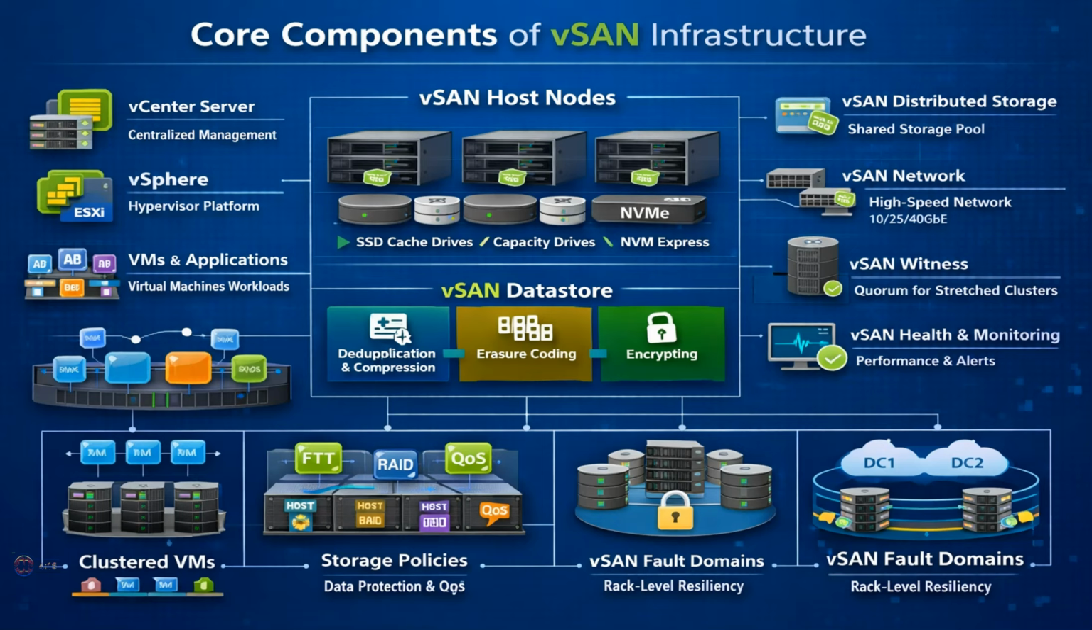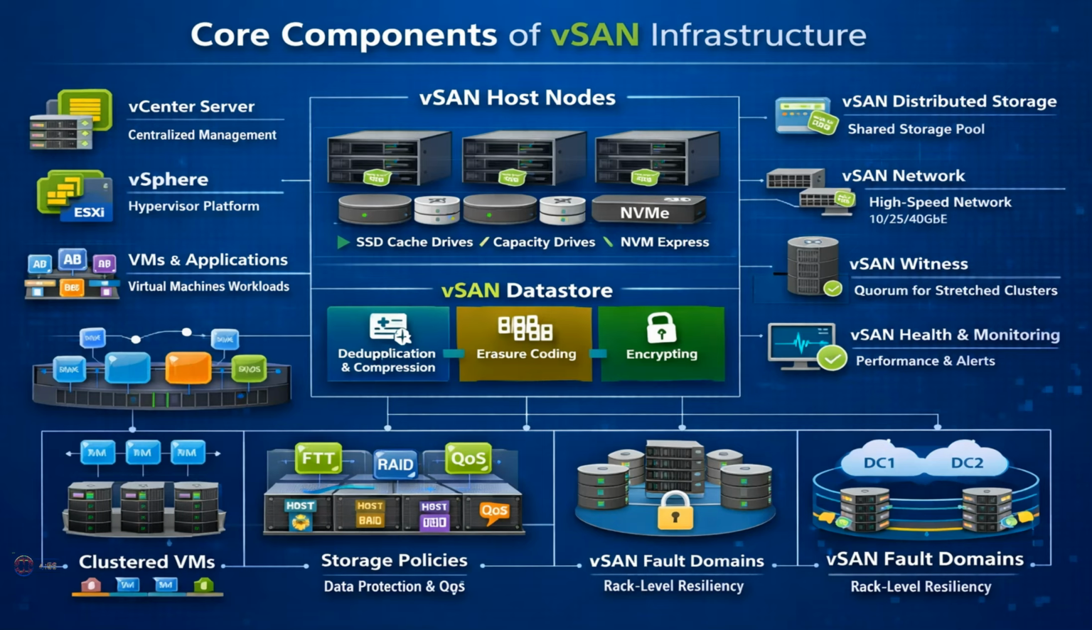Now let's move to the heart of vSAN, the host nodes, which you can see here. In the center you will see multiple physical servers grouped together. These are your vSAN hosts. Each host contributes local storage devices: SSD for caching, capacity drives for storage, and in modern setups, high-performance NVMe drives. Now here is the magic. vSAN takes all these individual disks from the multiple hosts and combines them into a single storage pool, and that brings us to the vSAN datastore.